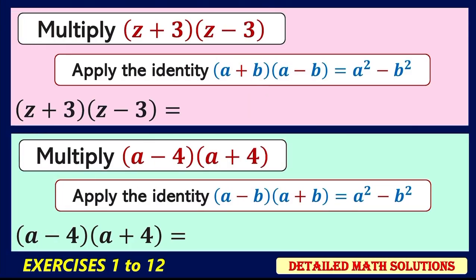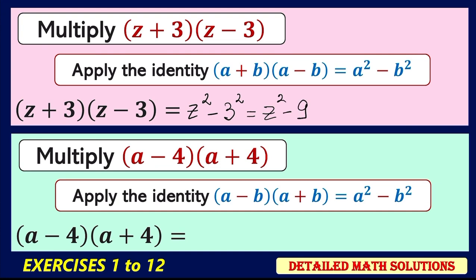I'm going to continue with the same approach to solve the other two exercises. z plus 3 in parentheses multiplied by z minus 3 in parentheses. I'm going to apply the identity, and when I do that, this equals z squared minus 3 squared, or this equals z squared minus 9.